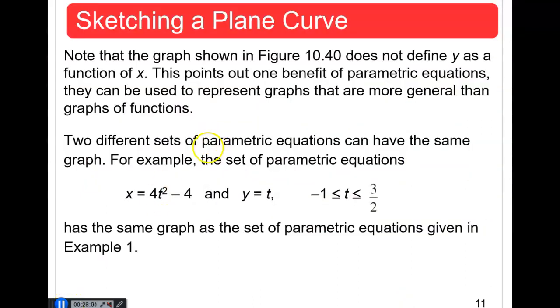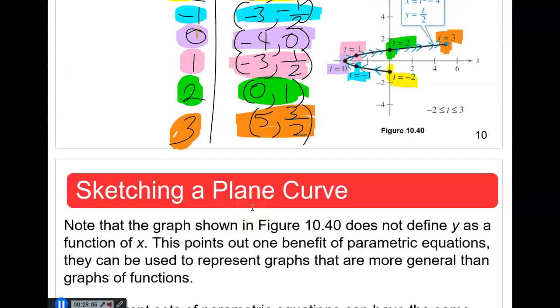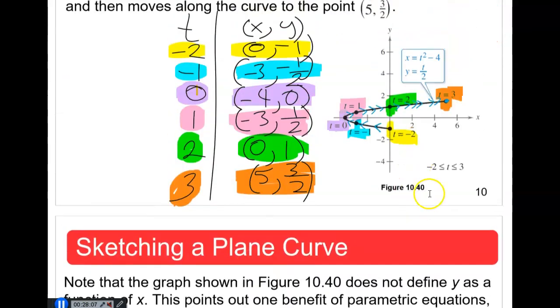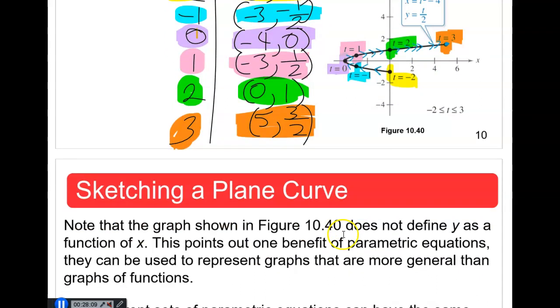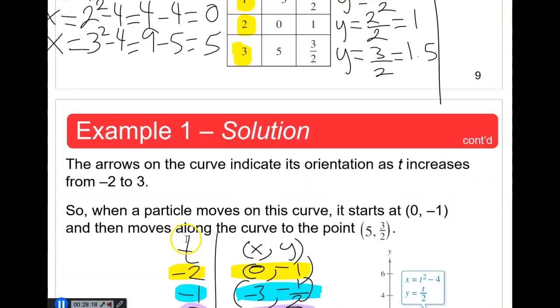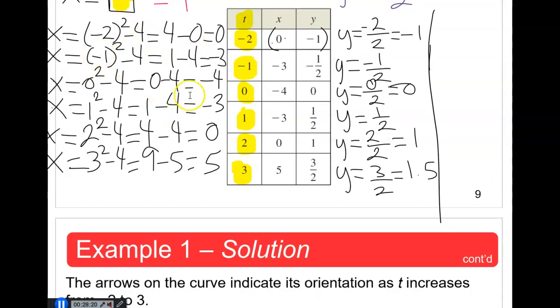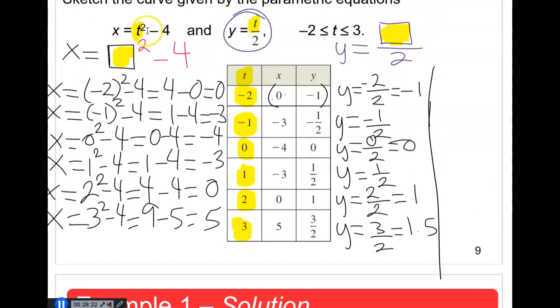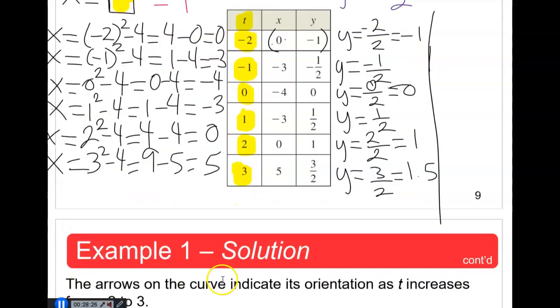So it's important to know that the graph that we have in that figure, 10.40, does not define y as a function of x. Remember that we found each of them individually. We did that over here. They were both functions of t. And we found x and y individually, one at a time.